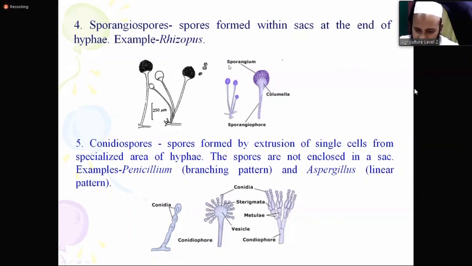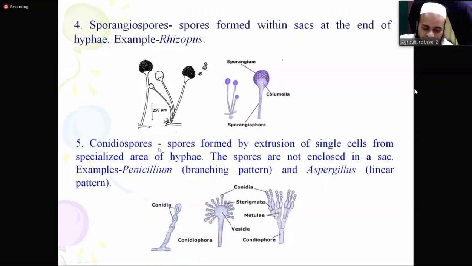Spore plus angium makes sporangium. Angium means a sac, so a spore-bearing sac. Sporangiospores are spores formed within sacs at the end of the hypha, for example Rhizopus. In this sporangium they produce some spores. They are without sex, so they are asexual spores, very small, thousands, billions of spores. And these spores can produce new fungus.